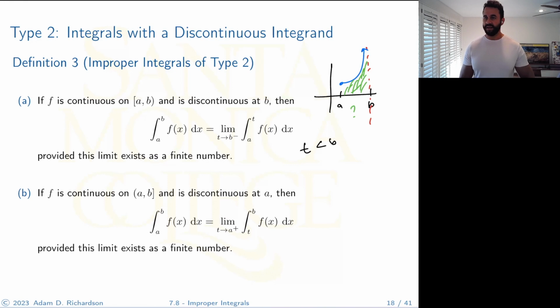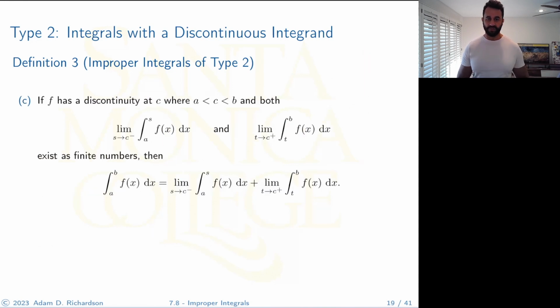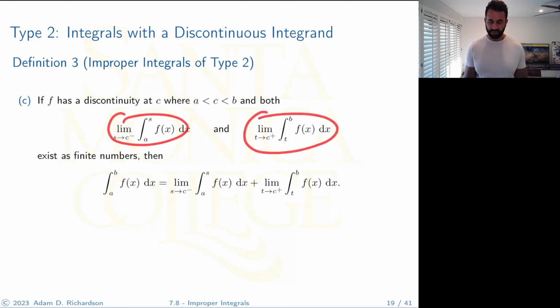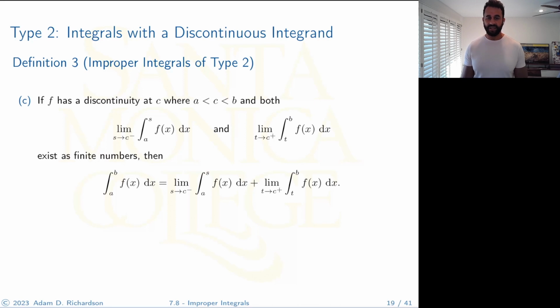Now, if you've got a discontinuity within an interval, so let's say you've got a function that's defined on the interval A to B, but it's got a discontinuity in the middle. How do you deal with that? You take the limit as you approach that discontinuity from both sides, and if both of those things exist as finite numbers, then you can split up your integral into that sum.